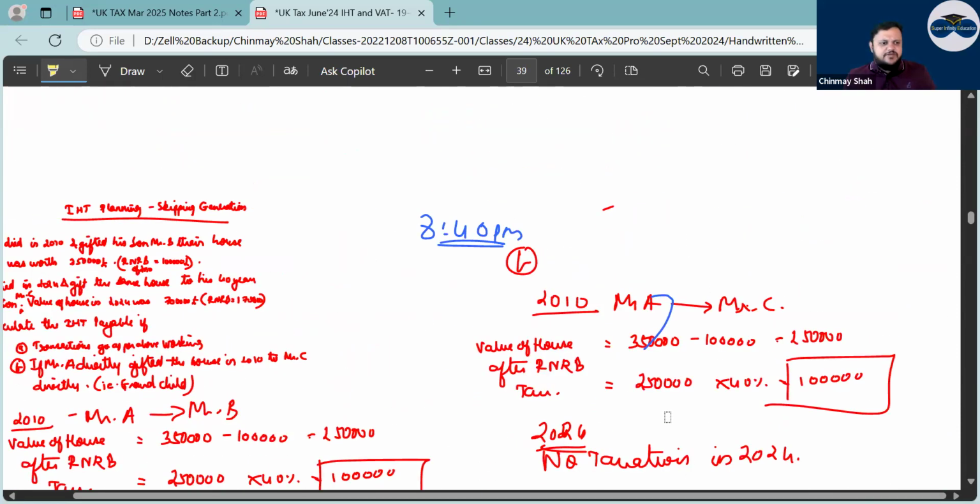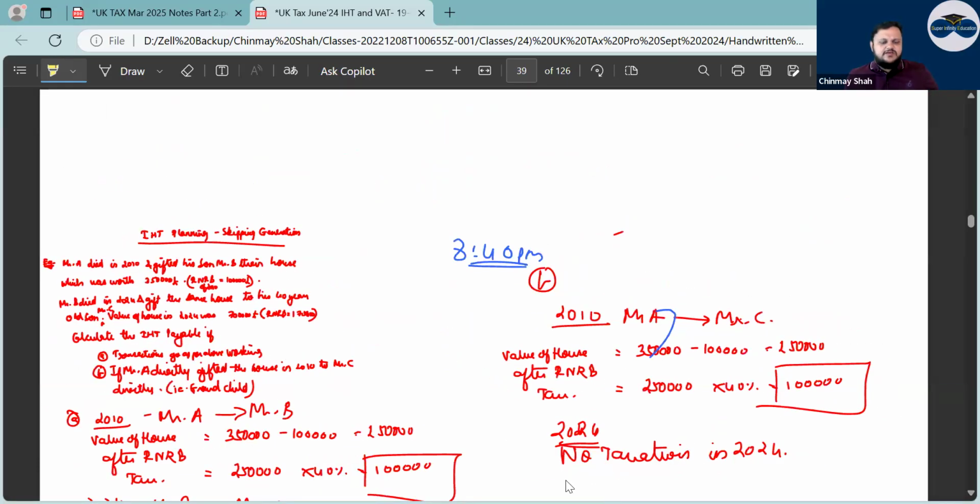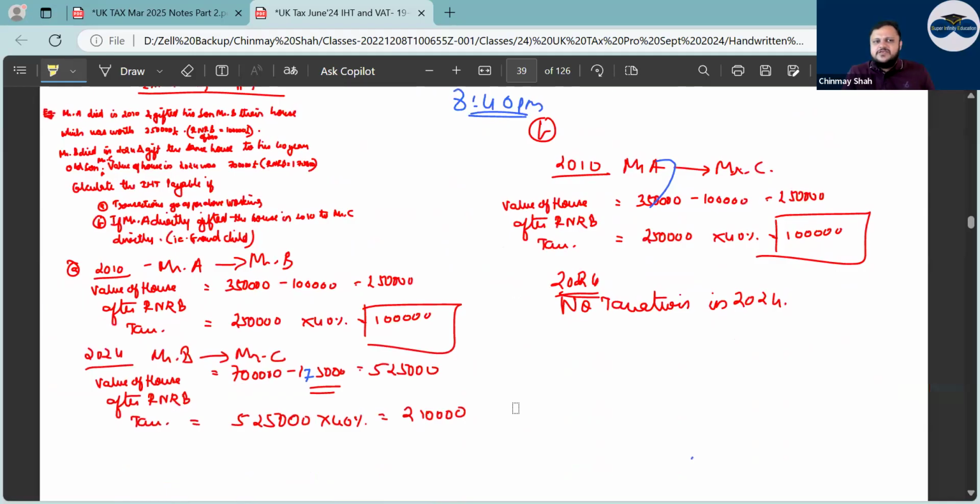Tax planning, skipping generation, have a look. If Mr. A died, correct? Now see, whenever they are saying skipping generation tax planning: if you gift a house to your son, then he will gift it to his son. What will happen? Taxability happens now, and when the first or the second set of person dies, so two times taxation will happen.